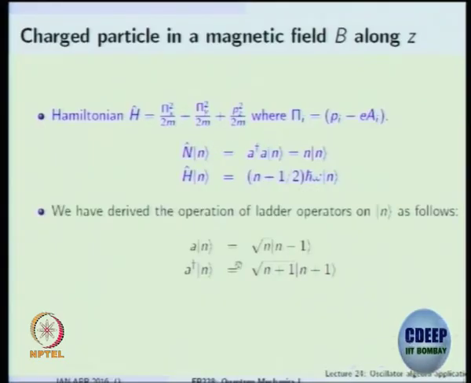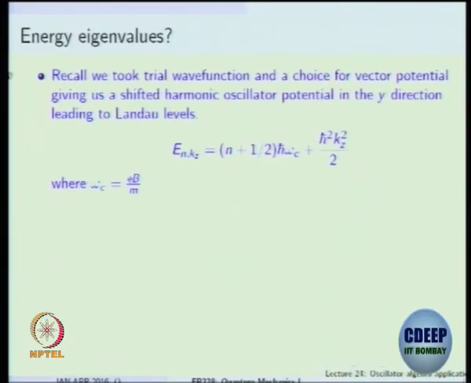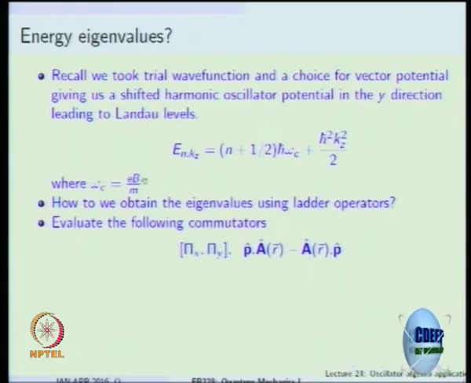So the ladder operators in any harmonic oscillator have this property, as I have already discussed for you. And in one of the earlier lectures, I explicitly went through a trial wave function and a choice of a vector potential and derived the energy spectrum to have the frequency which we will call the cyclotron frequency, and it's like a free particle along the z direction. So this is what we called Landau levels. How do we obtain such energy eigenvalues using the ladder operators which we saw in the harmonic oscillator?